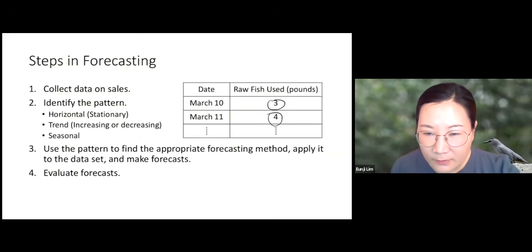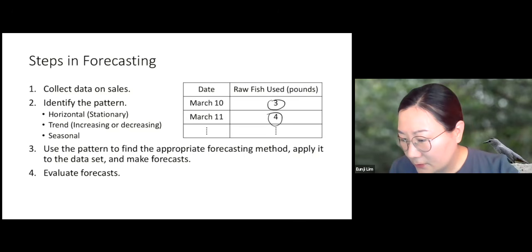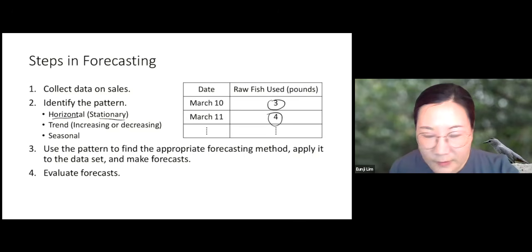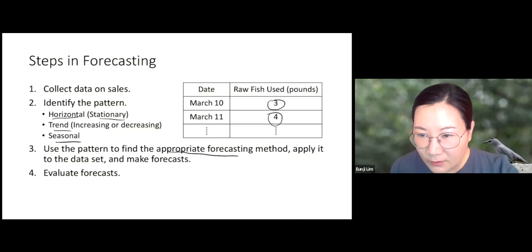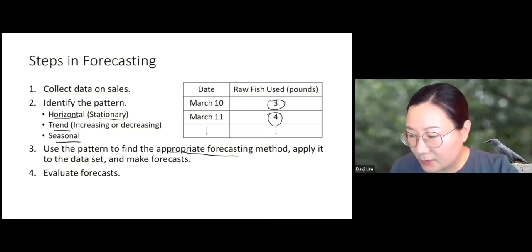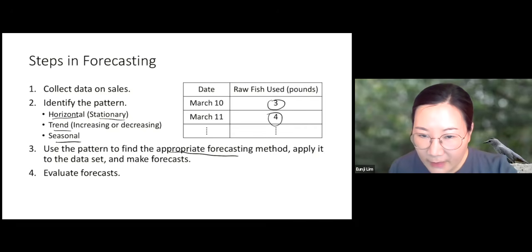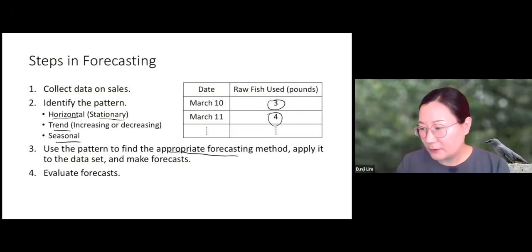Once you have your data points, the next step is to identify the pattern of your data set. Is your data set horizontal or stationary? Or is there any definite trend? Or is it seasonal? Once you identify the pattern, you're going to use the pattern to find the appropriate forecasting method. And you're going to apply it to your data set, and you're going to make forecasts. And when time passes, you'll be able to evaluate how accurate your forecasts were. So let's talk about the details.